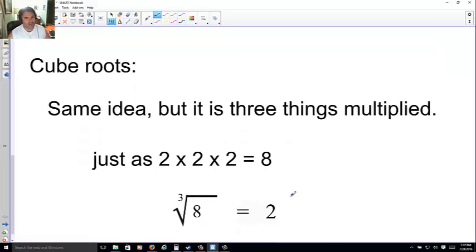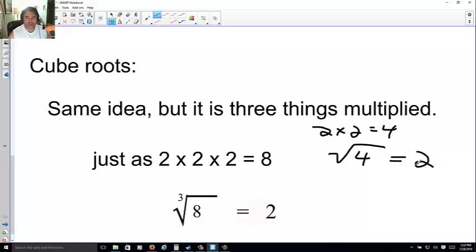Now, it looks a little confusing. Well, really, if you remember, let's just take 2 times 2. If 2 times 2 is 4, no big deal there. So the square root of 4 is 2. What they don't tell you is the square root should actually have a little 2 in here. They just don't put it. So anytime there's a different number in here, it just means how many of them are going to be multiplied.